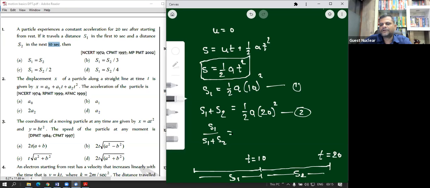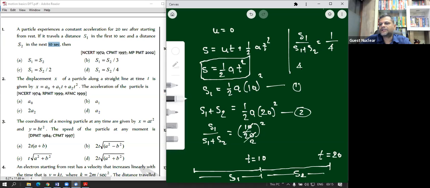So s1 upon s1 plus s2 becomes equal to 10 square upon 20 square, that means 10 upon 20 whole squared. Solving further, 10 by 20 is 1 by 2, and the whole square of 1 by 2 is 1 by 4. So s1 upon s1 plus s2 is 1 by 4, and if we solve this we can get the relationship between s1 and s2 easily.